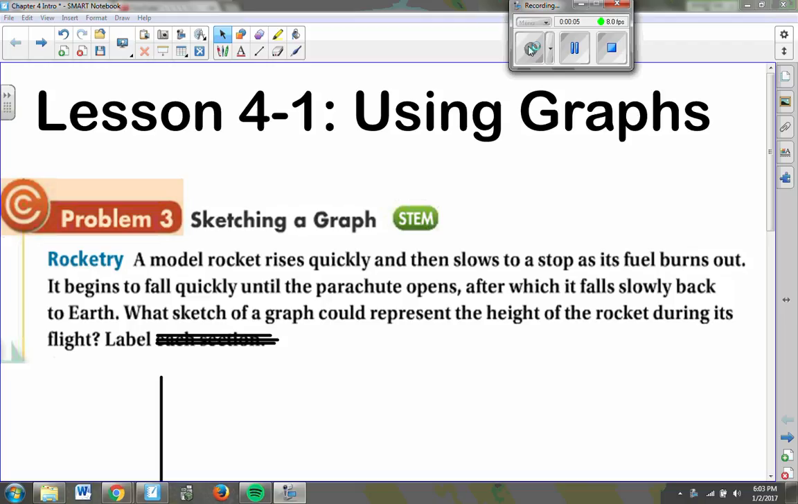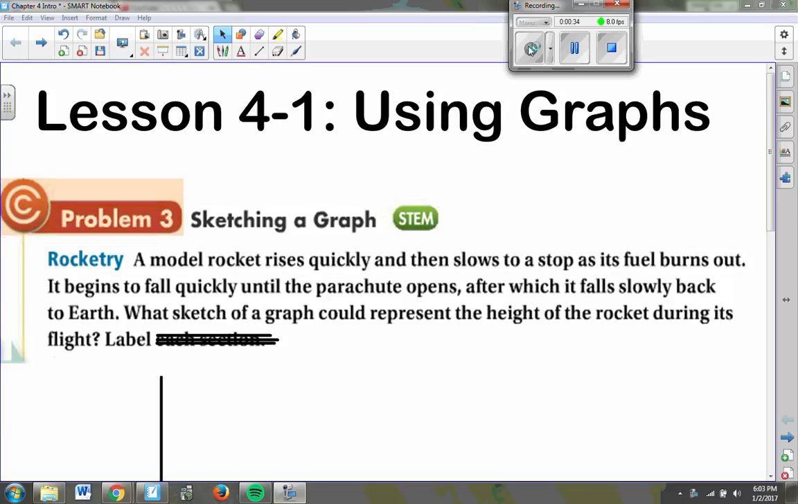Welcome to part 2 of lesson 4.1, where we're using graphs again to relate to quantities. In this video, we're going to be drawing our own graphs given a situation, a real-world situation word problem. We're going to be asked to make a graph of it, like the ones that we were reading in our last video. So we're kind of doing what we did in our last video, but in the reverse order this time.